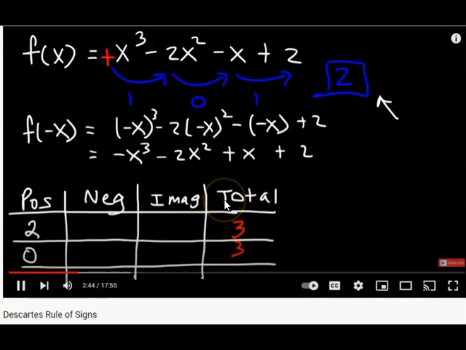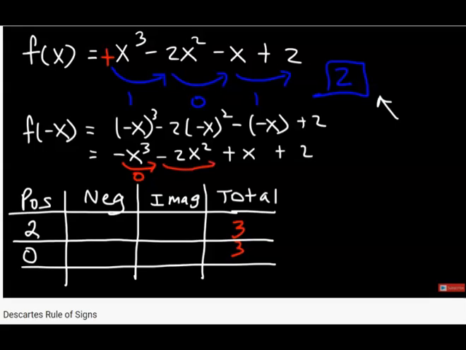Negative times negative x is positive x. So let's count the number of sign changes. So this doesn't change, that's 0. Here we have one change, and this doesn't change. So the total is only one sign change.